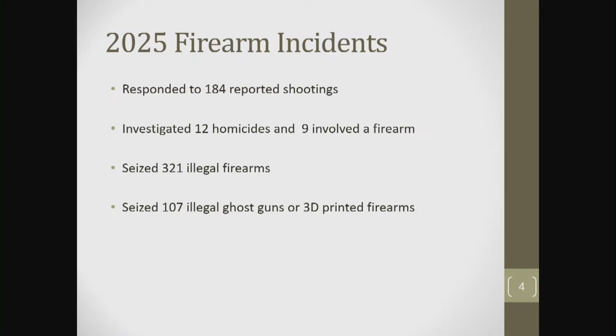We seized 321 firearms off the streets of Santa Rosa. That was down from a high last year of 390 illegal firearms we seized off the streets. With that, 107 of those 321 were the illegal privately manufactured firearms, or more commonly known in the community as ghost guns. That still continues to be a significant issue.